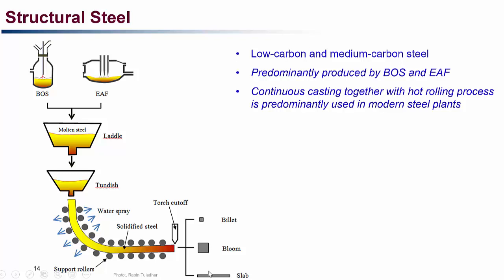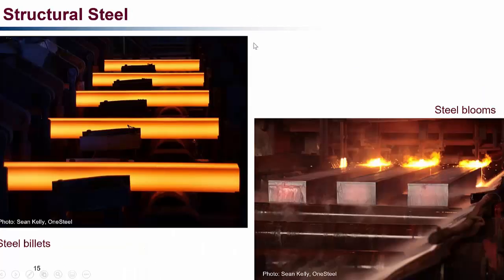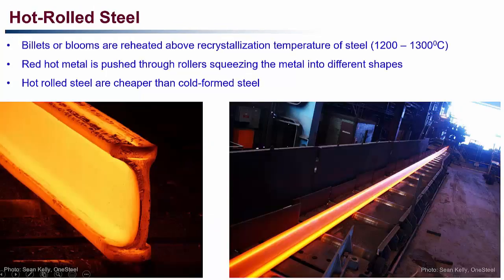Slabs. These are the flat and wide rectangular metal sheets and are processed into sheet metal plates, pipes, and tubes. Structural steel with required shapes is then produced through hot rolling and cold form processes. These are examples of steel billets, hot steel billets, and steel bloom produced through the continuous casting process. Structural steel with required shape is then produced through hot rolling or cold form processes.